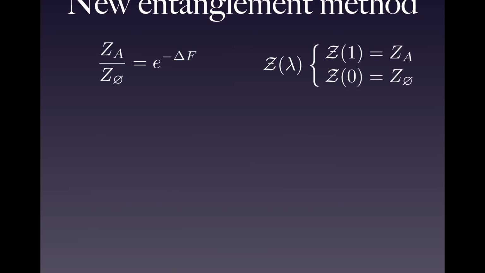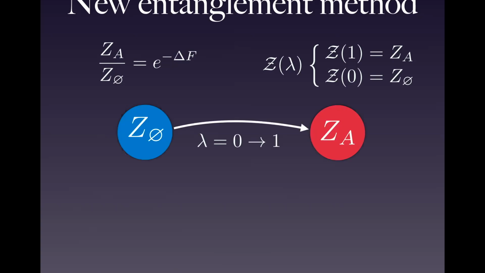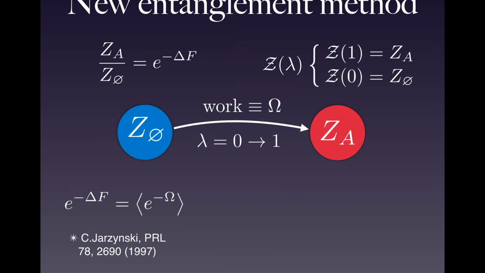It's hooked up in such a way that when lambda is 0, it gives you Z0, and when lambda is 1, it gives you ZA. Then you can continuously tune between these distributions, and by doing so, there's a notion of work that can be done in that process. Once you have it set up in that way, you can use this fundamental result from Jarzynski, which says that the average of the exponential of the work gives you exactly the free energy difference. In this case, it's the second Renyi entanglement entropy. So the only thing that's left is to introduce this generalized ensemble.